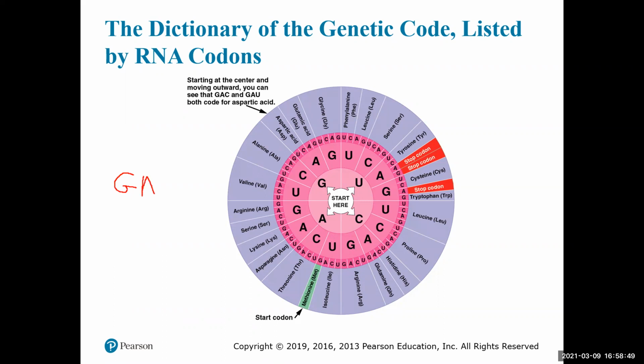G, A, C. Okay. So take a minute, see which amino acid that codes for. All right. So hopefully you found this. So G, A, C. So aspartic acid is the amino acid that it would code for.